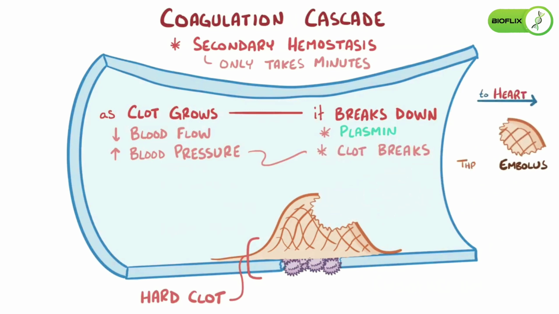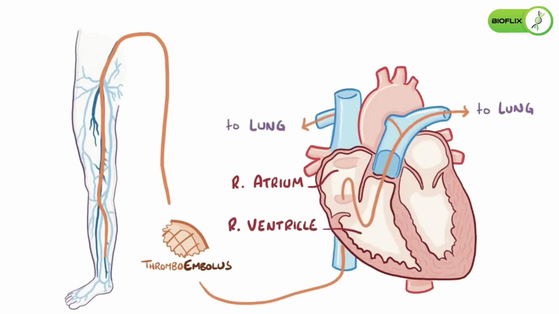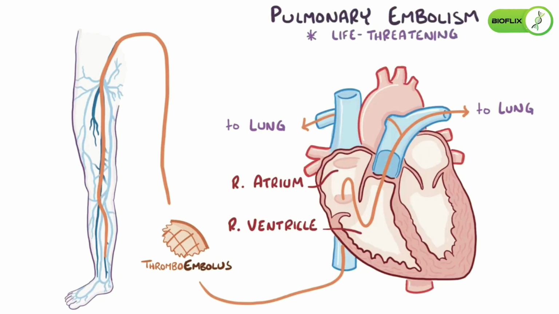When that happens, a thromboembolism, which is a blood clot that's on the move, can move from the spot of clot formation and get into the right atrium, and then into the right ventricle and get pumped into the lungs where it can get lodged someplace, causing a pulmonary embolism. This is a life-threatening situation because it literally blocks blood from getting into the lungs to pick up oxygen.